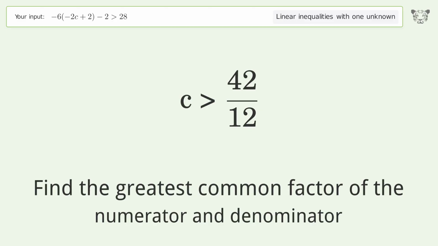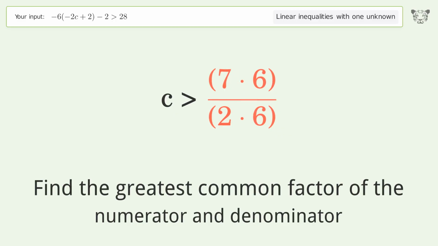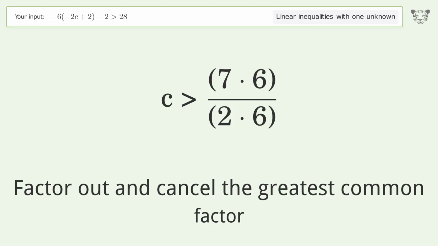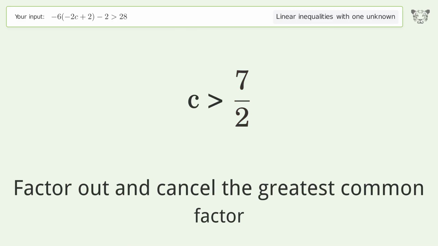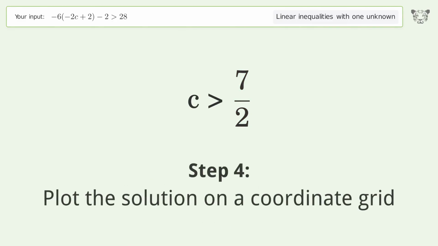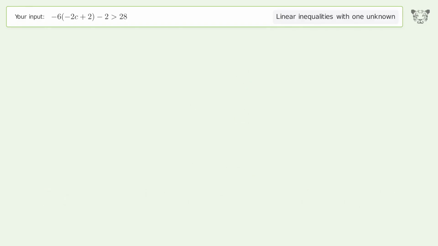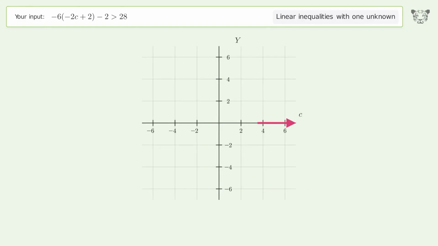Find the greatest common factor of the numerator and denominator. Factor out and cancel the greatest common factor. Plot the solution on a coordinate grid. And so the final result is c greater than 7 over 2 greater than 31 over 2.